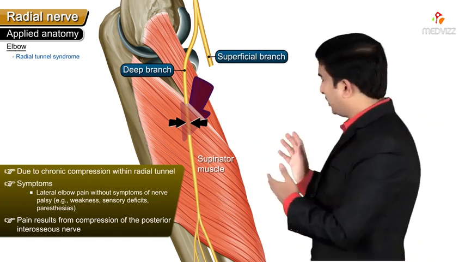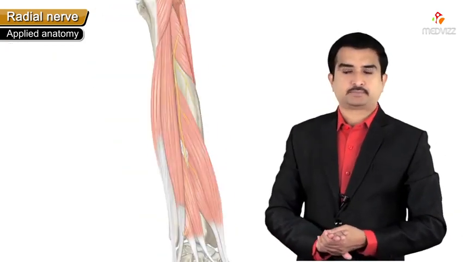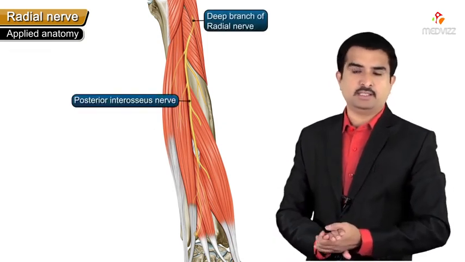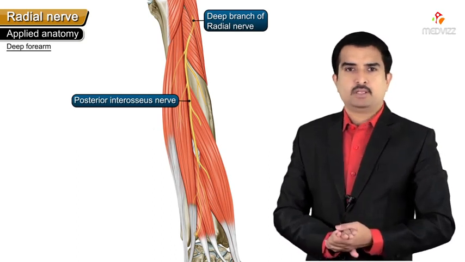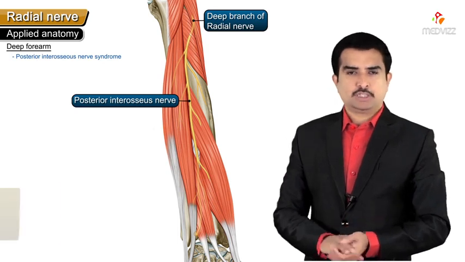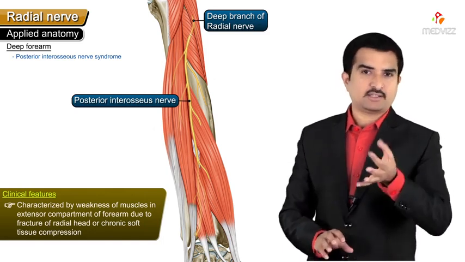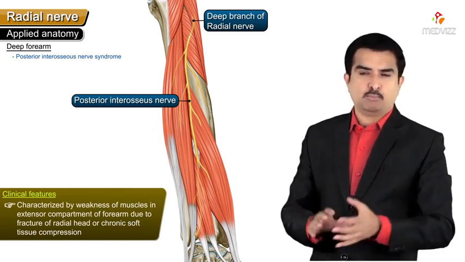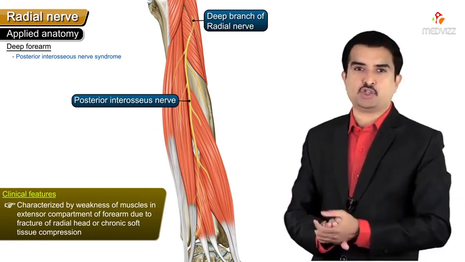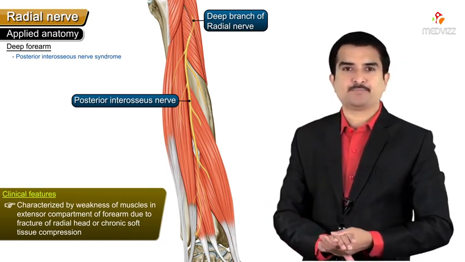So this is about injury to the nerve in the forearm. Next, sometimes the posterior interosseous nerve may be injured in the deeper forearm, which is called posterior interosseous nerve syndrome. This syndrome is characterized by weakness of muscles in the extensor compartment of the forearm, more commonly due to fractures of the radial head or chronic soft tissue compression. This is called posterior interosseous nerve syndrome.